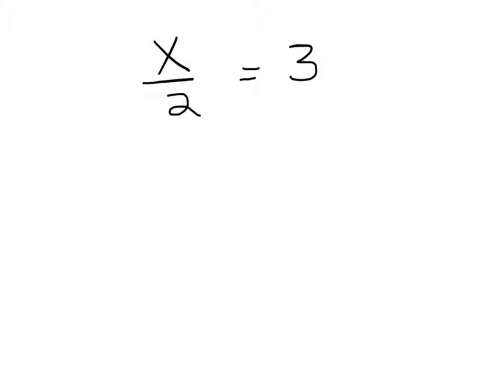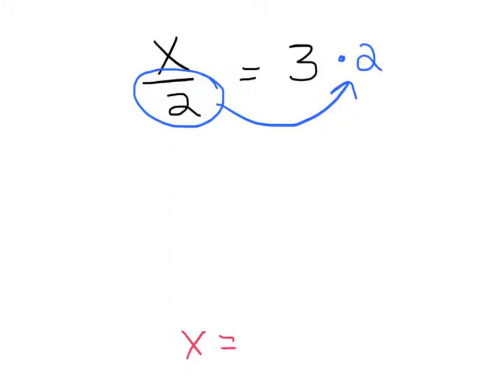Here's our next problem. x divided by 2 equals 3. Go ahead and hit pause if you need more time. Let's look at it this way. I have x divided by 2. I want x equals. What's in the way? That divide by 2. When I move divide by 2 to the other side, it becomes its inverse. The inverse of divide by 2 is multiply by 2.